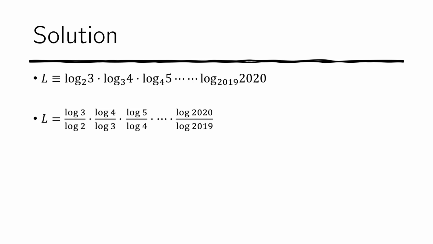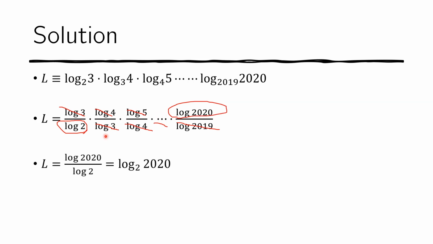Now we notice that when written this way, this bit here cancels with this bit. This bit cancels with this bit, and that continues until log of 2019. So we are left with two terms, this bit and this bit. And so our expression now becomes this one here. And again, we use the identity to reduce it to the following expression. This denominator now becomes the base here, and this one goes here.